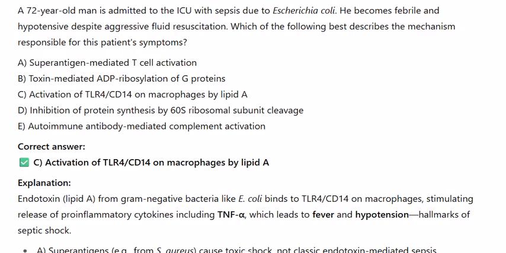A. Superantigen-mediated T-cell activation. B. Toxin-mediated ADP ribosylation of G proteins. C. Activation of TLR4 CD14 on macrophages by lipid A. D. Inhibition of protein synthesis by 60S ribosomal subunit cleavage. E. Autoimmune antibody-mediated complement activation.